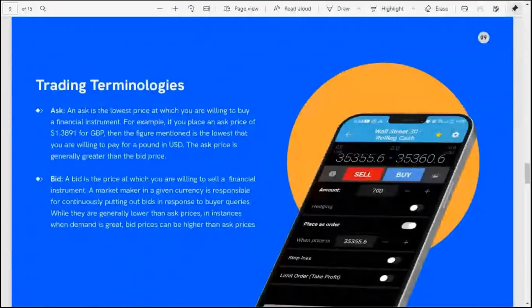While they are generally lower than the ask price, in instances where demand is great, demand is always great, that means people always want to buy, so you are always selling. That's basically what it means. The bid price can be higher than the ask price when demand is great. Once there are more buyers than sellers, you will start selling your financial products out there.